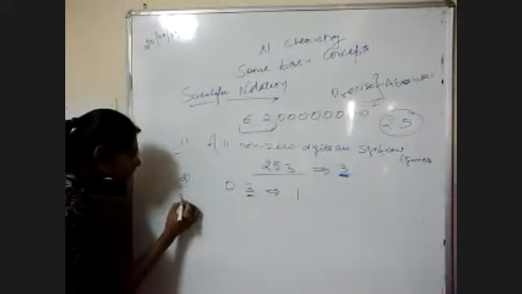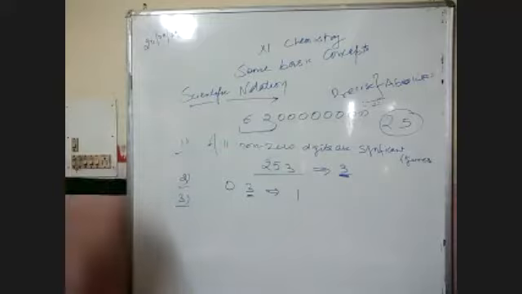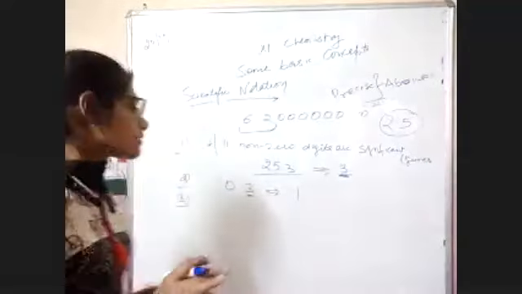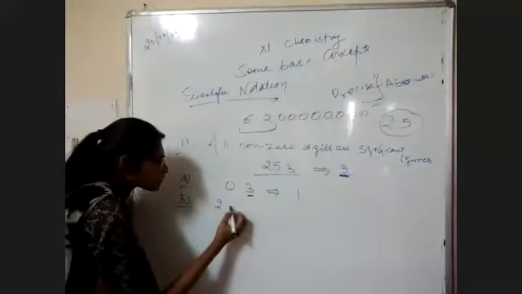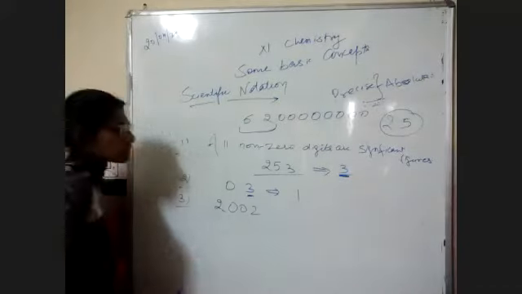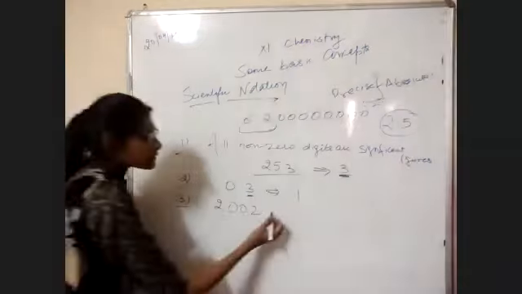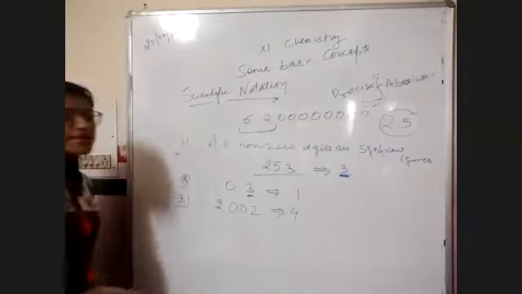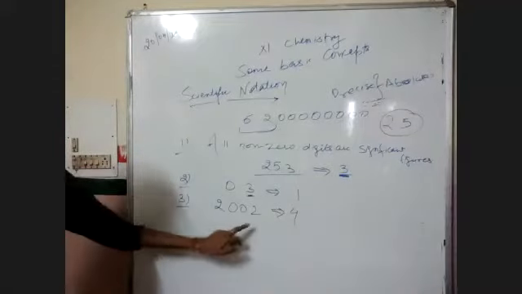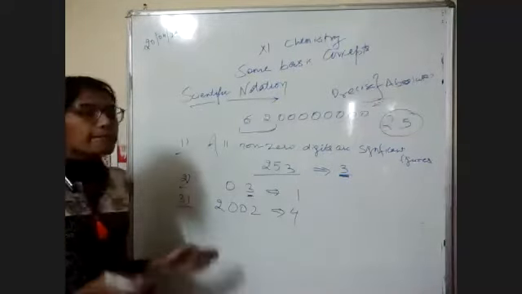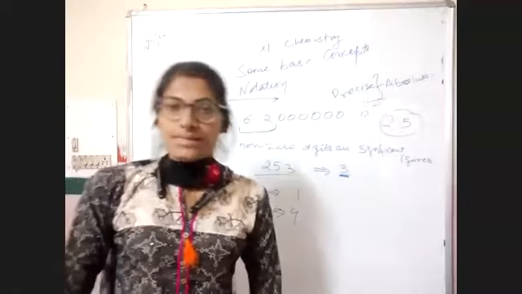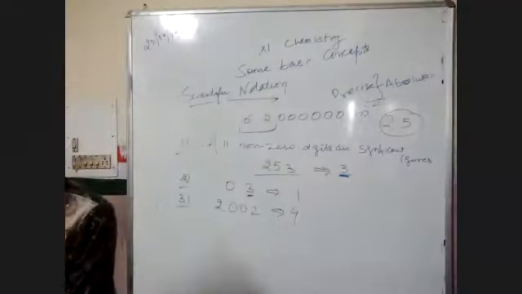Now we are moving to the third rule, which says zeros between two non-zero digits are always significant. Like we are having 2002. How many significant figures are there? Total 4. Because these two zeros are in between two non-zero digits. This is the third rule for writing significant figures.